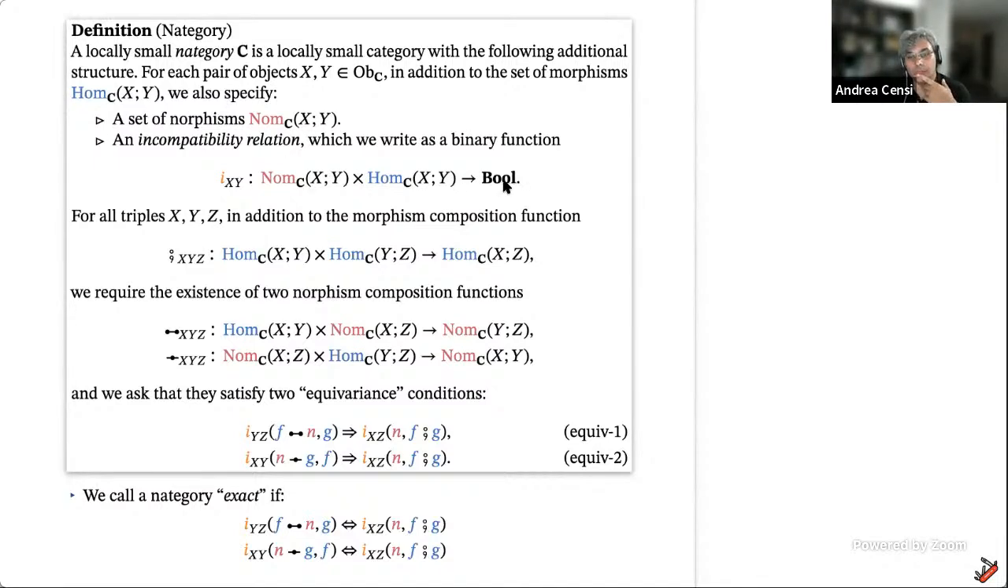Also, instead of Bool, you could have, let's say, Set, for example, in which you would actually have some notion of proof relevance, a little bit of explanation. In addition to saying whether a norphism and a morphism are incompatible, you also need to give me the reasons. Now, let me go back.